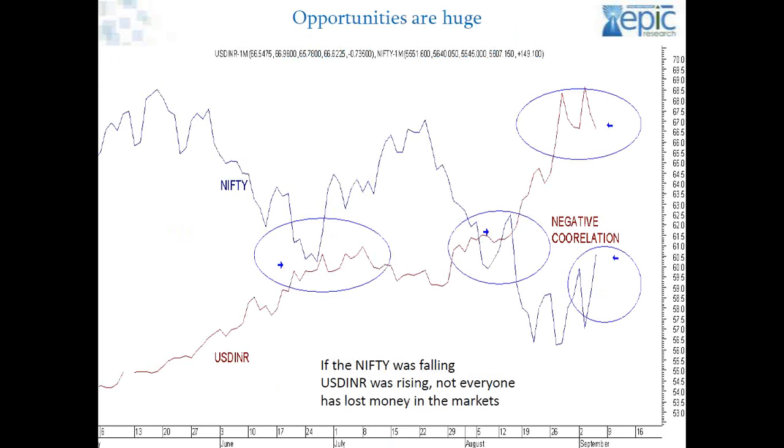As you can see in this particular chart, what we have done is we have drawn a Nifty and a USD INR chart. As you can see, Nifty and USD INR is inversely correlated. So when the dollar is rising, the Nifty falls and vice versa. So this is how the whole market is pairing.